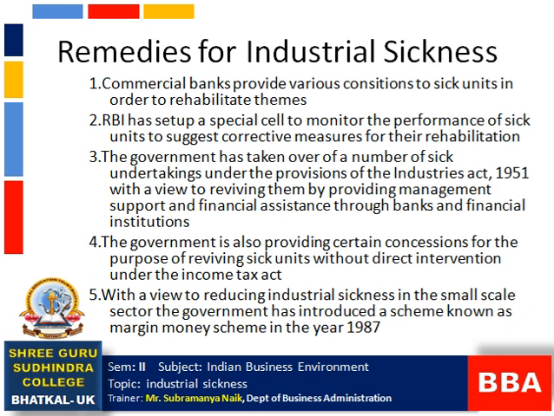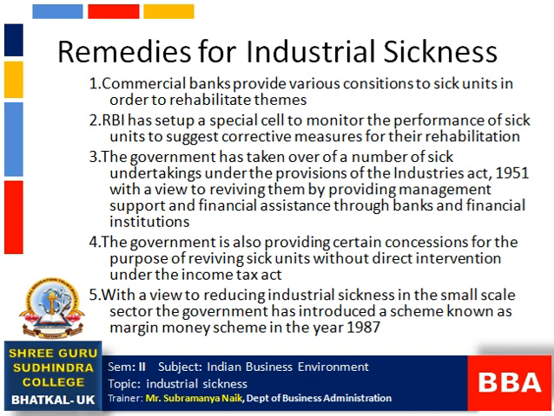And the fourth remedy: the government is also providing certain concessions for the purpose of reviving sick units without direct intervention under the Income Tax Act. So the government gives tax benefit to healthy units when they take over sick units. The tax benefit is in the form of carry forward of the accumulated business losses and unprovided depreciation of sick companies by healthy companies after amalgamation.